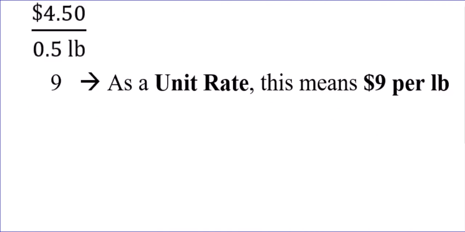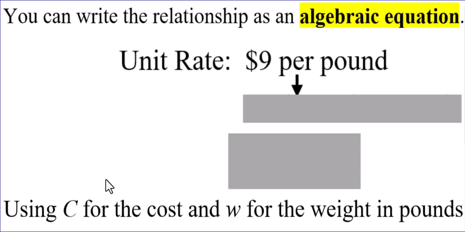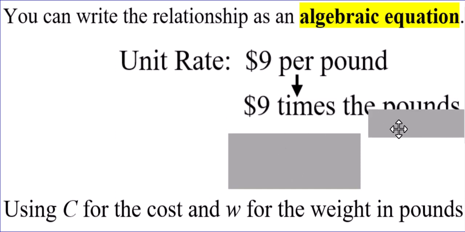Now, how does this tie in with unit rate? Well, that 9 that we got every single time from dividing with our ratios is $9 per pound. That is a unit rate, as we had just learned in a previous packet of guided notes. All right, now here's what we can do with that unit rate. We can write the relationship from the table as an algebraic equation. If it's $9 per pound, the word per, as we learned earlier this year, means times. So $9 per pound mathematically means $9 times the pounds.